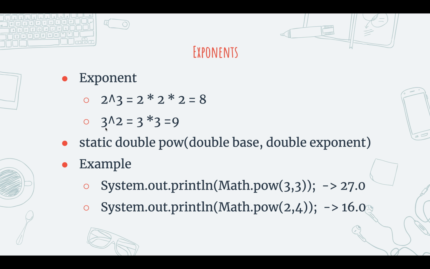So if you have a base of 3 and an exponent of 2, 3 becomes the number we're multiplying, and we multiply it how many times? The exponent amount of times. So 3 times 3, we do it 2 times, that is equal to 9.